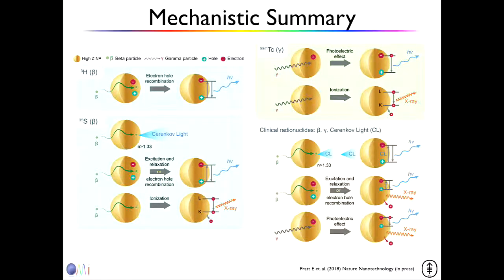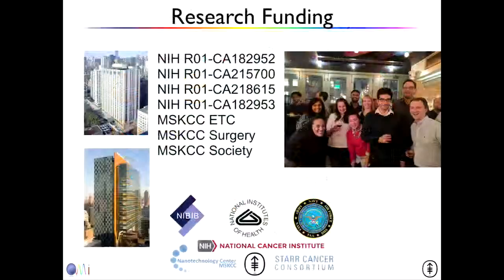So here's a mechanistic summary. I think this is my last slide, if I'm not wrong. So you get all these various combinations. You can look it up in the paper. Here's the tritium, where you get electron hole recombination. For the phosphor, in the particle, because it is higher density from the sulfur, you get a chunk of light, but you also get excitation and relaxation, electron hole recombination, ionization. In the gammas here from technetium, you get these effects. So there's a whole variety of interactions which create all kinds of opportunities and challenges as well if you put radioactivity and nanoparticles together. These are all our funders.